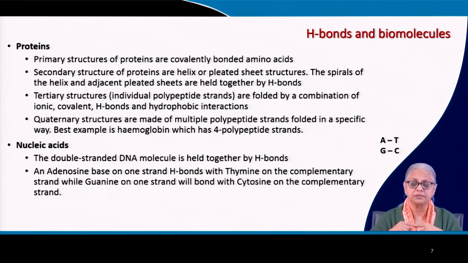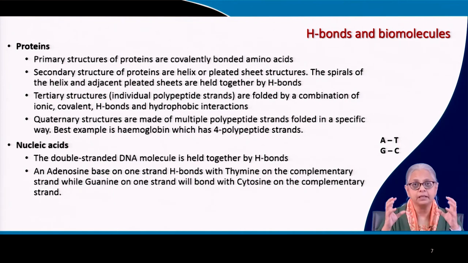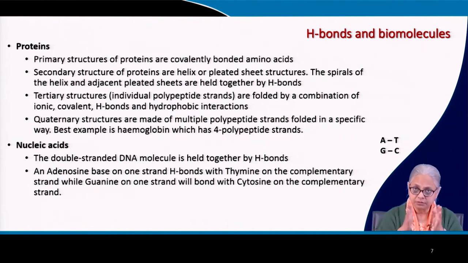The spirals of the helix. If you can imagine your metallic spring, each circle of that helix is bonded to the adjacent circle by hydrogen bonds. That's how the spacing and the folding is maintained. And similarly, you have multiple polypeptide strands, and you can imagine that they're fan folded, and each of these sheets is stuck together to the adjacent sheet by hydrogen bonds. If you look into any of the textbooks, you will find good graphics explaining all of these. It's very important for understanding how these proteins are folded. That is the secondary level.